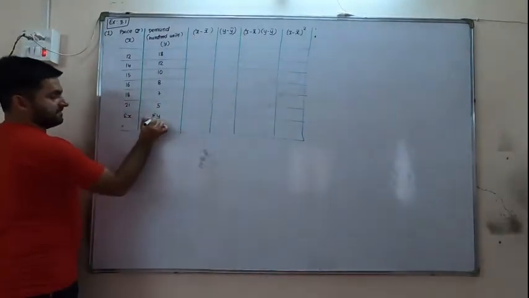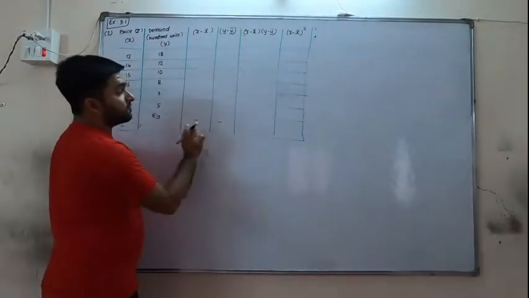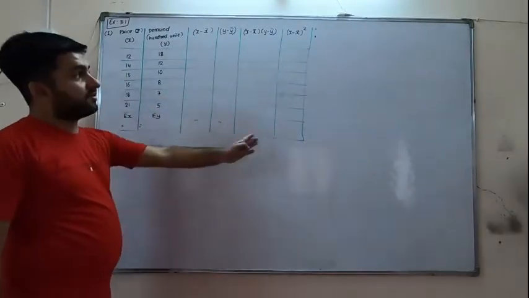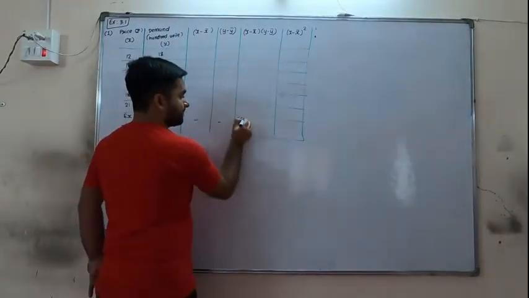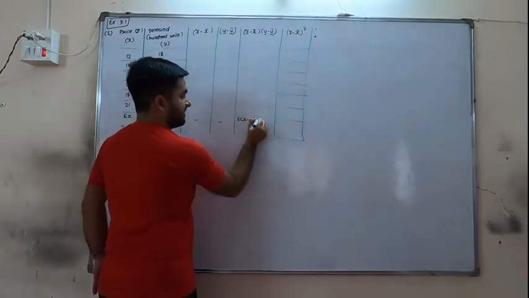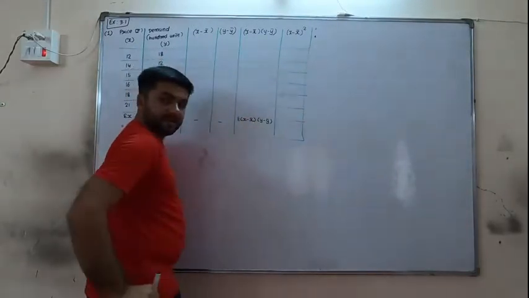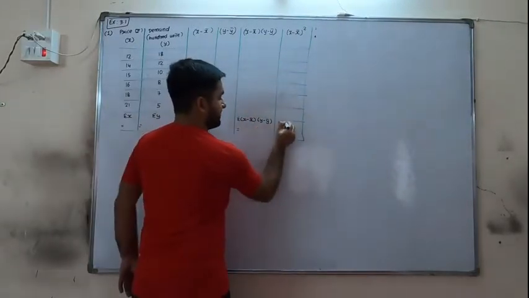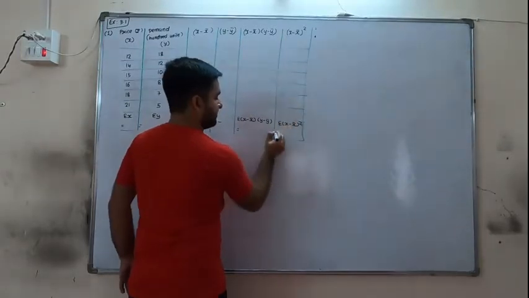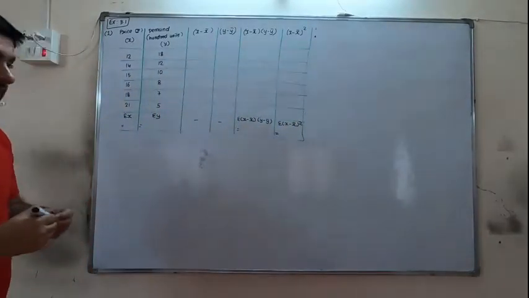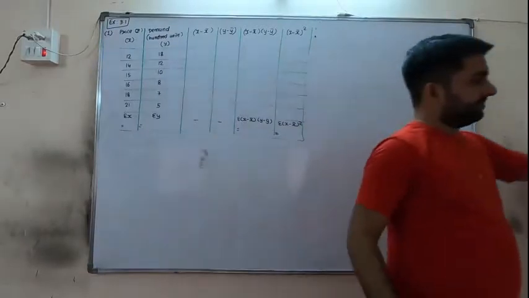Sigma X, sigma Y. As you know, both should be 0. If they are not 0, this calculation is not possible. Next we need sigma (X minus X bar) multiplied by (Y minus Y bar), and sigma (X minus X bar) square. Okay, let's find X bar and Y bar.